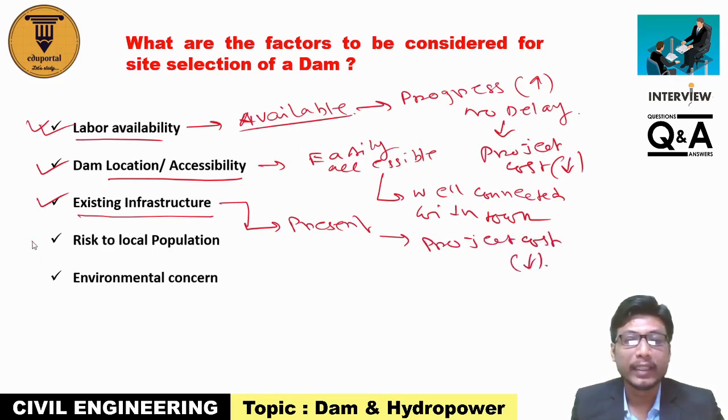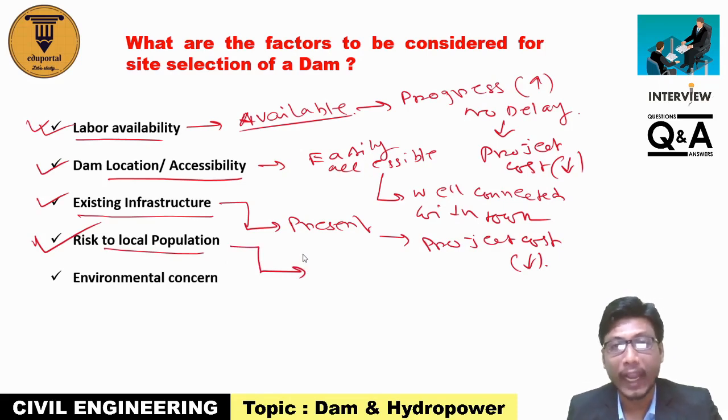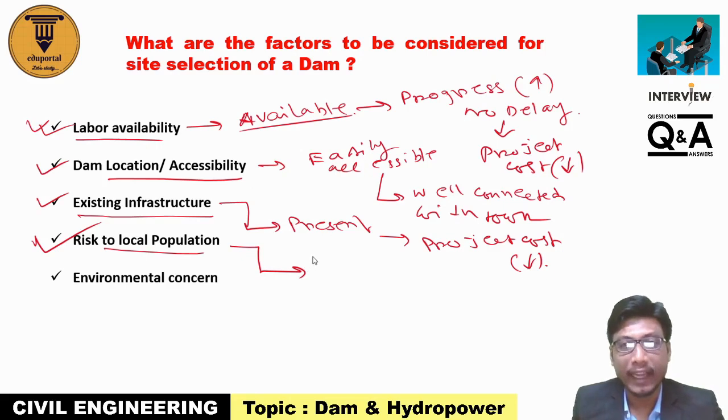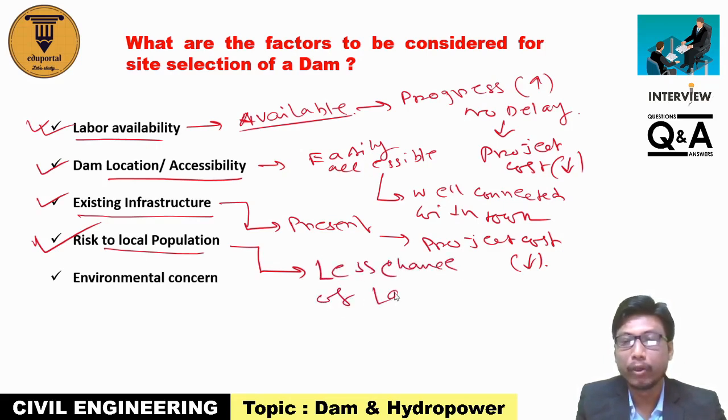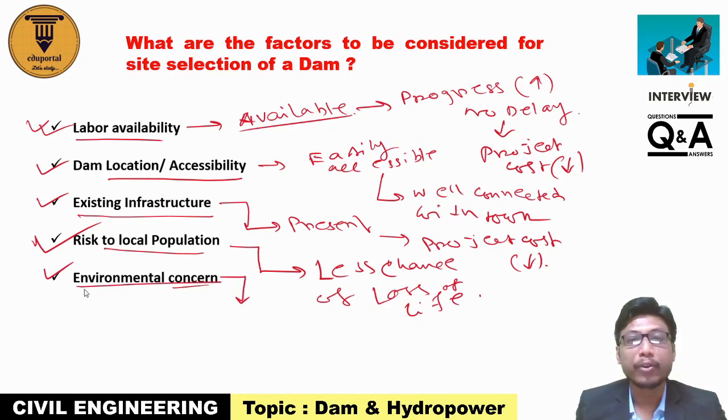Okay, and then risk to local population. It should be located in such an area that is not highly populated. Because if the area is highly populated and there is a disaster, there will be risk of life loss. So it should be located where there is less chance of loss of life in case of disaster.